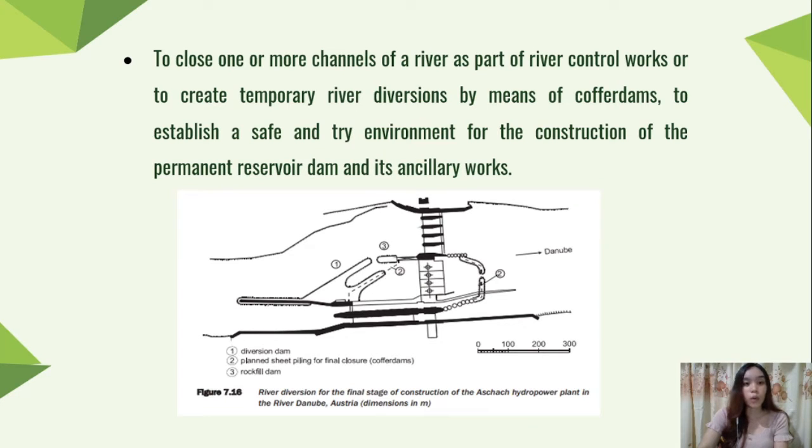First, to close one or more channels of a river as part of river control works or to create temporary river diversions by means of cofferdams to establish a safe and dry environment for the construction of the permanent reservoir dam and its ancillary works. So in figure 7, number 1 is the diversion dam, the second one is the planned sheet piling for final closure or the cofferdams, and the third one is the rockfill dam.